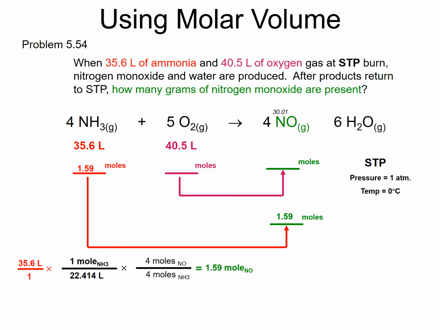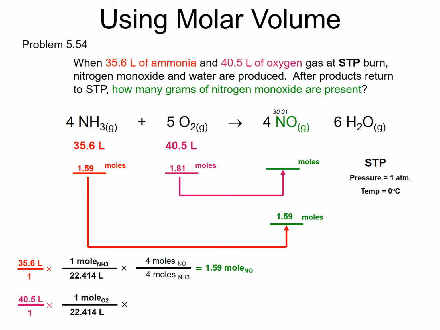Now, we're going to work the purple part of the problem just to see how its prediction comes out, and then we'll compare this to 1.59. Working the purple part of the problem, beginning with oxygen gas, we have 40.5 liters of oxygen gas. Good. We know that STP conditions are satisfied, and so we're going to be able to use the same conversion factor, the molar volume of a gas, 22.414 liters per mole, except now it's being applied to oxygen gas, and again, the identity of the gas doesn't matter.